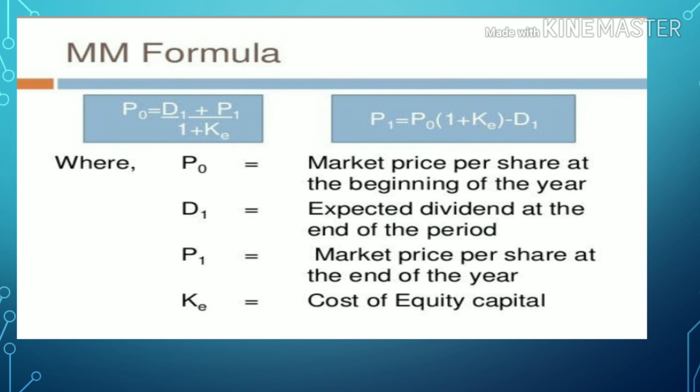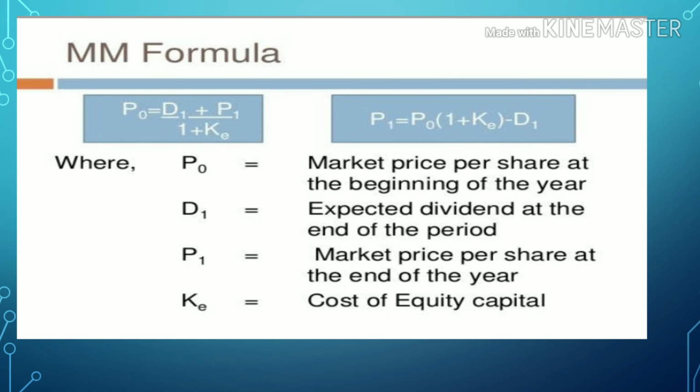Now let's discuss the Modigliani-Miller formula. To be more specific, the market price of the share at the beginning of the period is equal to the present value of the dividend paid at the end of the period plus the market price of the share at the end of the period. That is, P0 equals D1 plus P1 divided by 1 plus K.